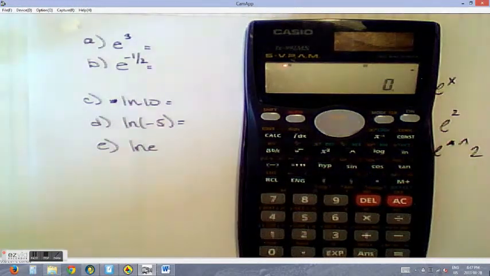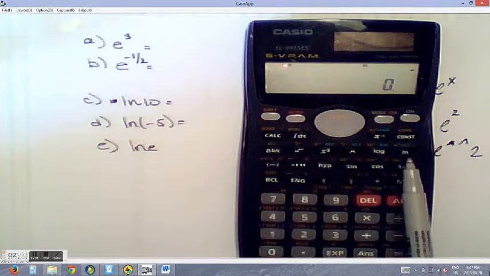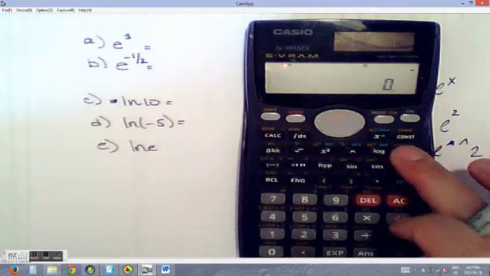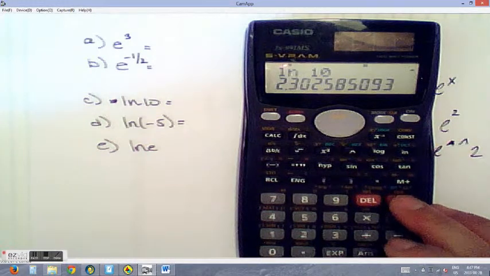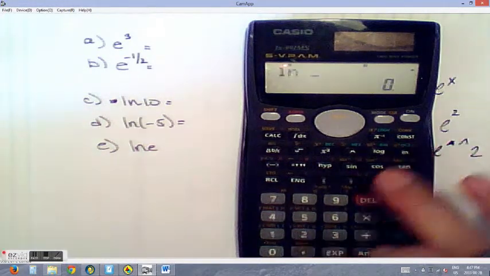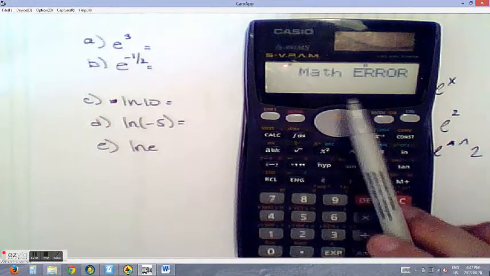Okay, let's try C, which is ln. Mine has the ln button, and there's already a button for it. They use it so much. So in this case, it'd be ln 10, which is 2.3. Now let's try ln of negative 5. Oh, math error. So that doesn't work.